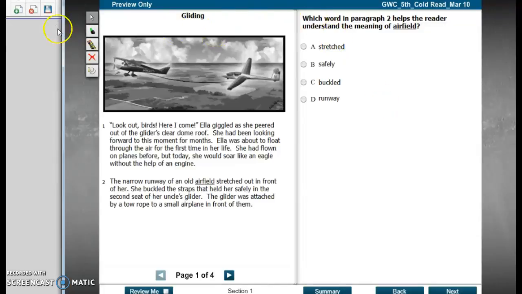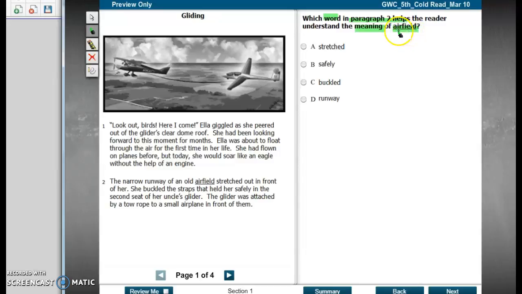Right, number 6. Which word in paragraph 2 helps the reader understand the meaning of airfield? So the first thing you need to do is ask yourself, what does airfield mean? And we have word parts and we have context clues. So let's look at the word parts. This is a compound word. I see air and I see field.